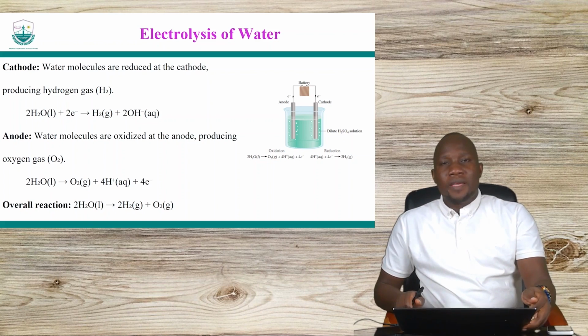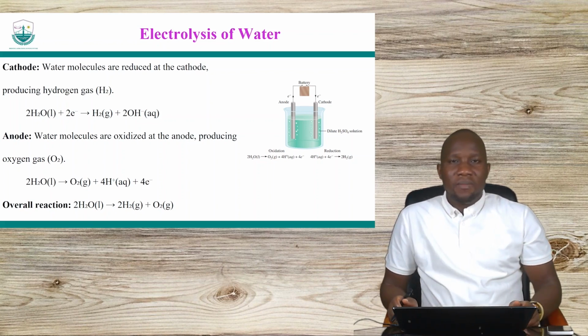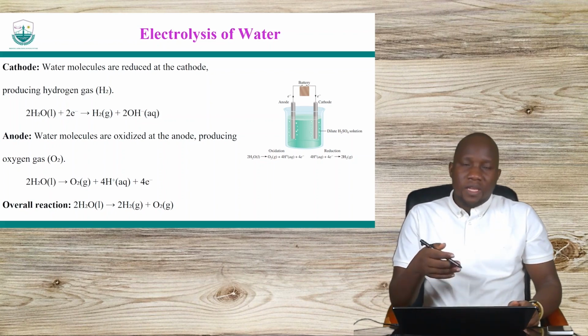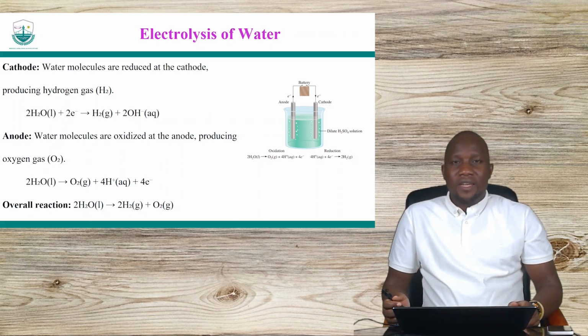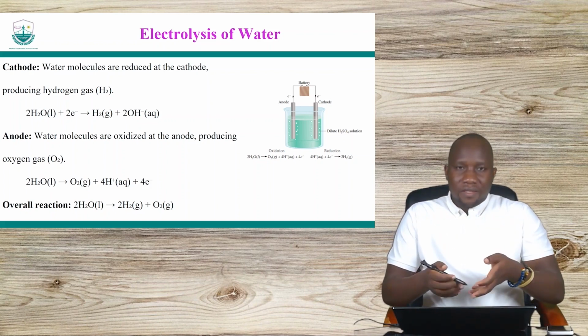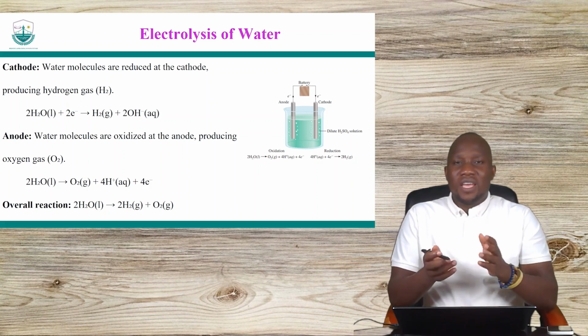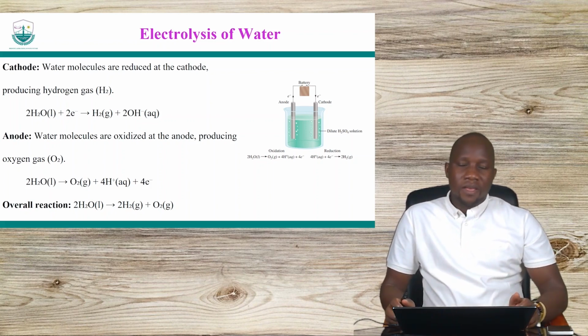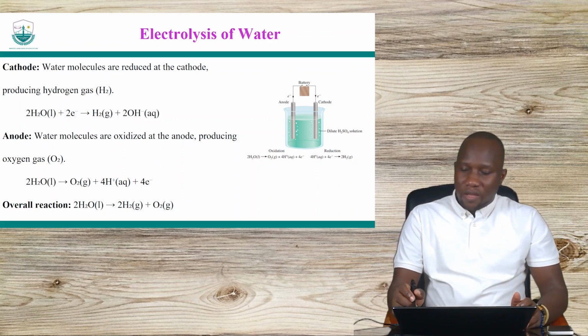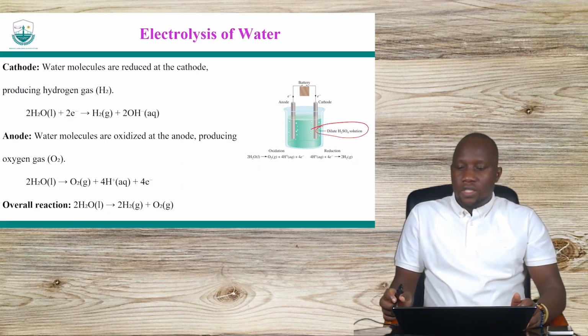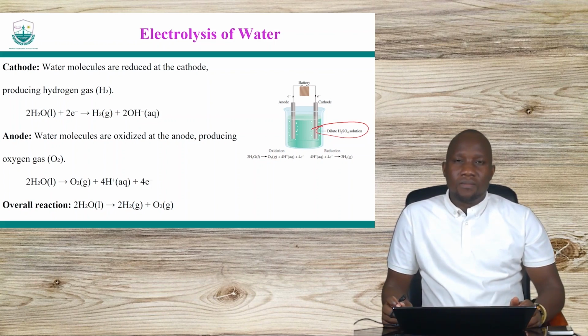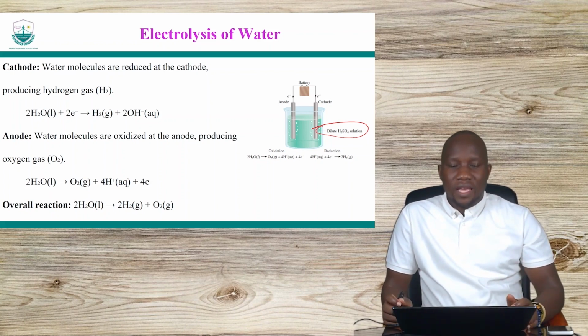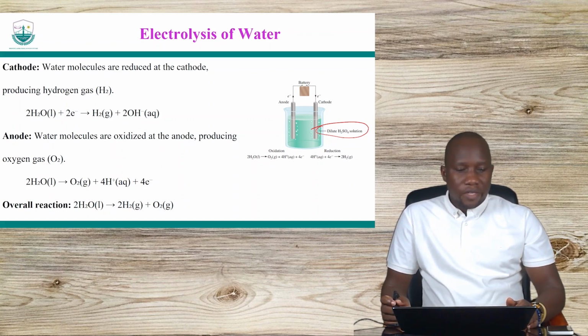So the electrolysis of water can be enhanced if we add sulfuric acid. When we add sulfuric acid, it provides more ions for the electrolysis to happen. So this is basically what happens, and that's why we are using dilute sulfuric acid. The dilute sulfuric acid is the one that provides these ions to be able to carry this electric current.